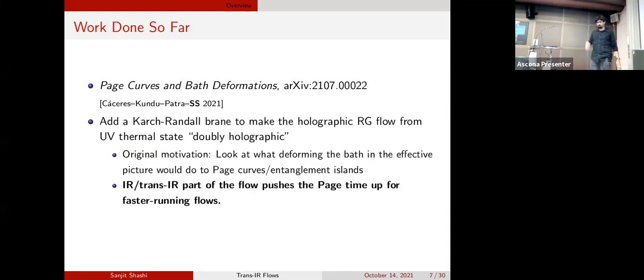Now, so far, we have some work that's actually about Page curves. And what we did here was we considered a holographic RG flow. We added a Karch-Randall brane to it in order to get this doubly holographic setup, which I'll talk more about later. Originally, we were motivated to ask what deforming the bath of such a setup might do to Page curves and islands and all that stuff. And what we ultimately found in our simple setup was that the Page time was essentially pushed up for flows that ran faster from the UV to the IR. So flows that were more deformed.